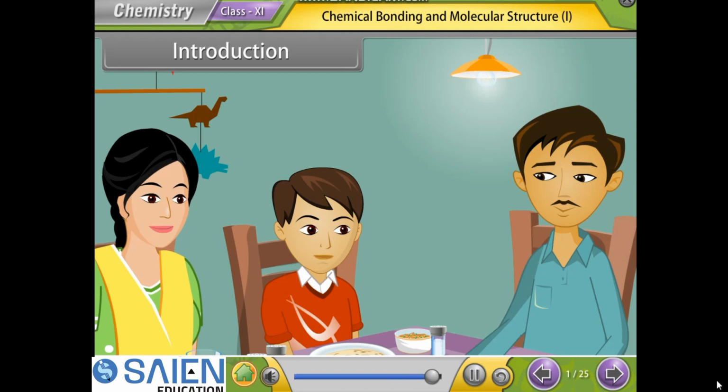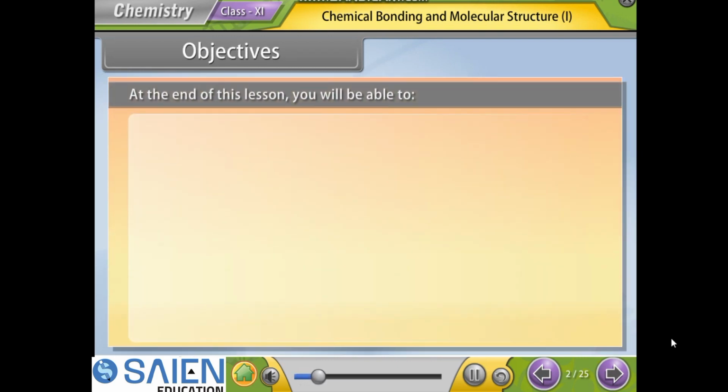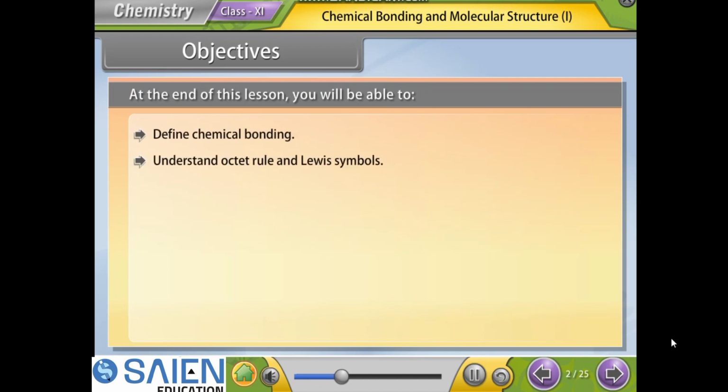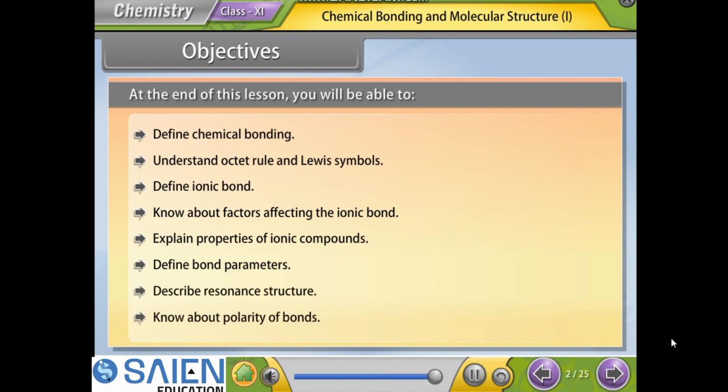Students, today we will study more about chemical bonding and molecular structure. Objectives. At the end of this lesson, you will be able to define chemical bonding, understand octet rule and Lewis symbols, define ionic bond, know about the factors affecting the ionic bond, explain properties of ionic compounds, define bond parameters, describe resonance structure, know about polarity of bonds.